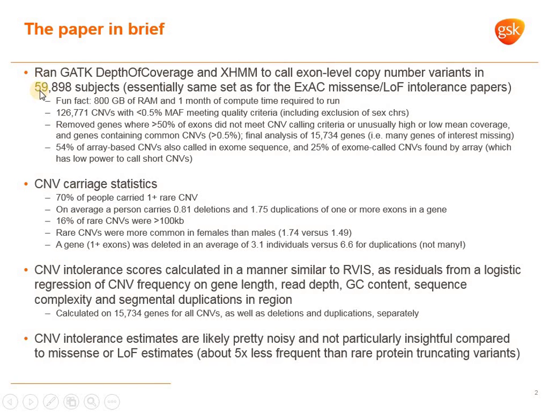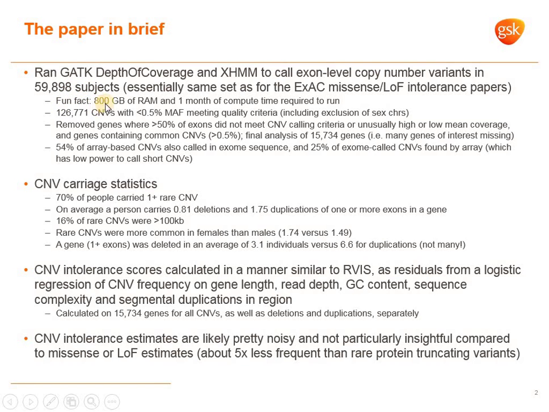Just to highlight, it's roughly 60,000. They started with the same subset of 60,000 plus that were part of the previous ExAC paper, but just after some additional QC, the sample set decreased a little bit. But you can see that it's more or less apples to apples when comparing these subjects. So all of the sample level QC that had gone into the previous ExAC paper was the starting point for the subjects in this paper.